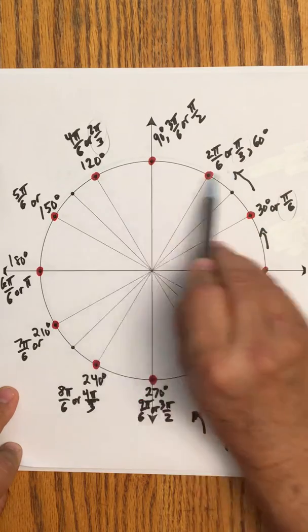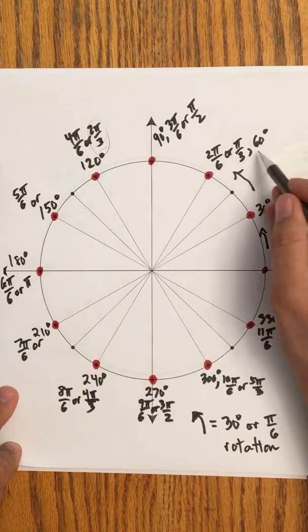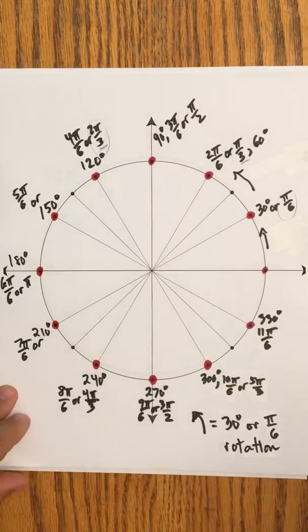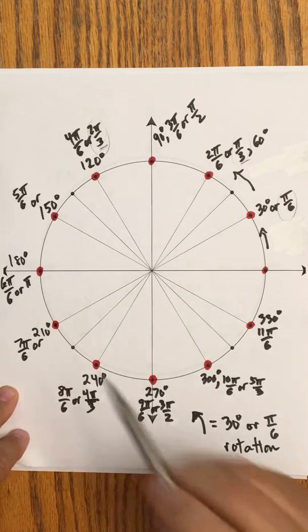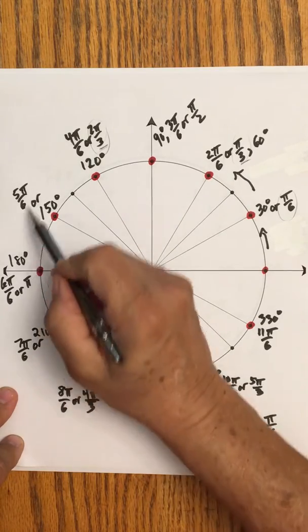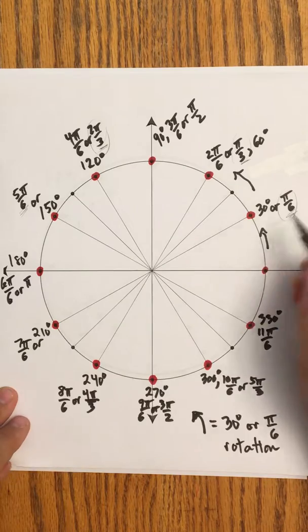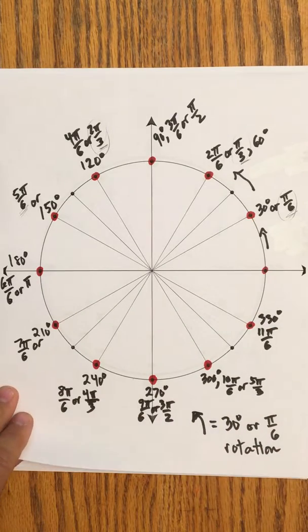So the ones close to the y-axis are basically the thirds, right? They end up reducing to some pi over 3. And the ones close to the x-axis reduce to pi over 6, right? So you'll see that little pattern that might help you memorize.